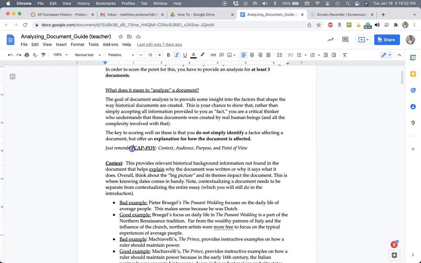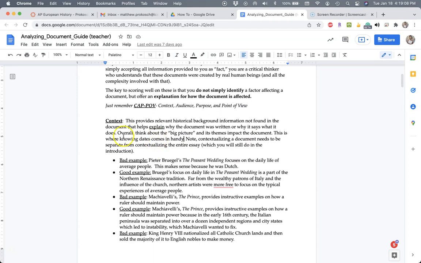For us, you need to memorize the following acronym, CAP POV, and it means context, audience, purpose, and point of view, also known as POV. All right, let's start with context. Context means you are providing relevant historical background information not found in the document that helps explain why the document was written or why it says what it does. Overall, think big picture and its themes, how the themes impact the document. This is where knowing dates actually comes in handy.